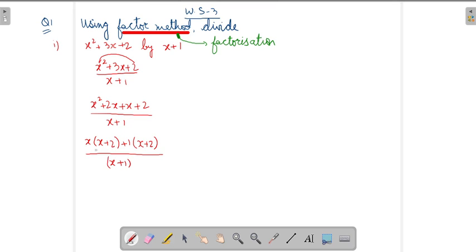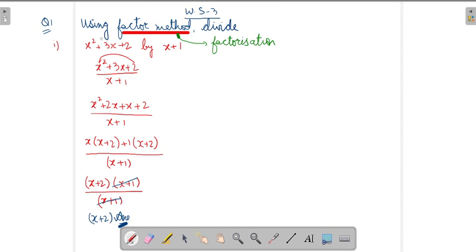Now you have to take common from these two again. You have to use the factorization method. Take x plus 2 common, and the left out is x plus 1, and in the denominator also it is x plus 1. So observe it. x plus 1 and x plus 1 is on both sides, so cancel it. So the term you will get is x plus 2. So this is the answer.